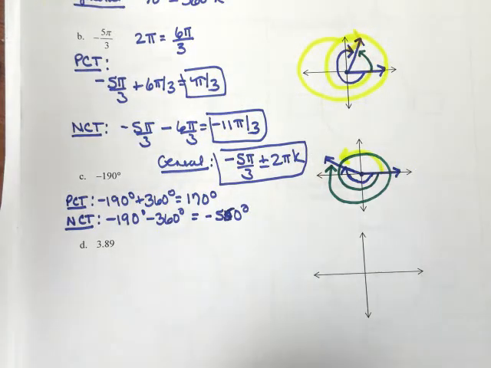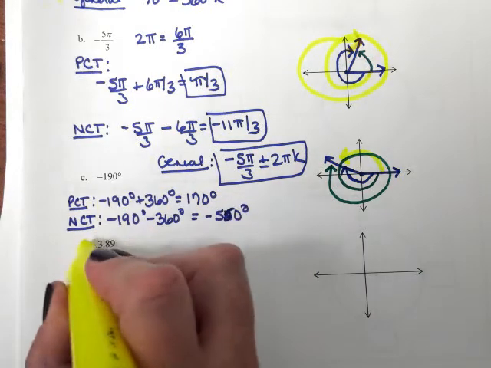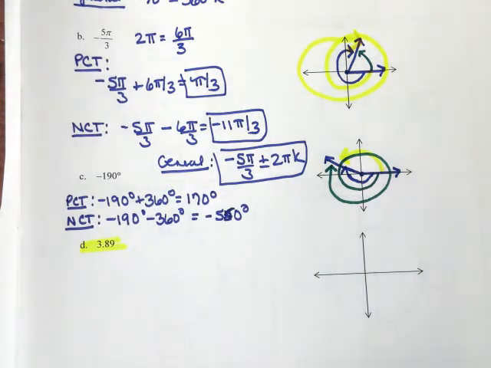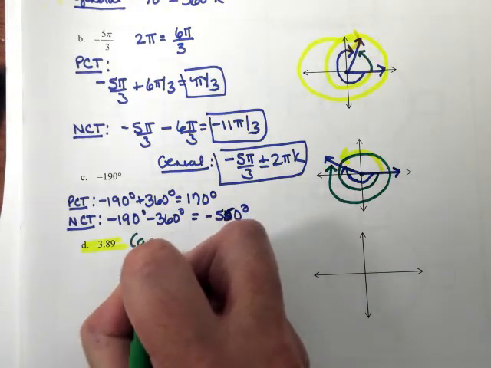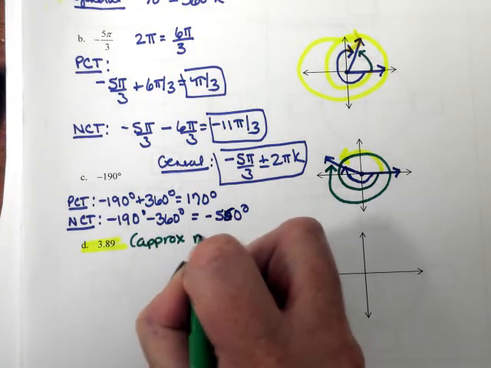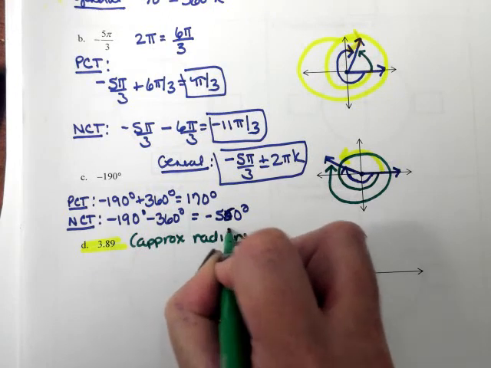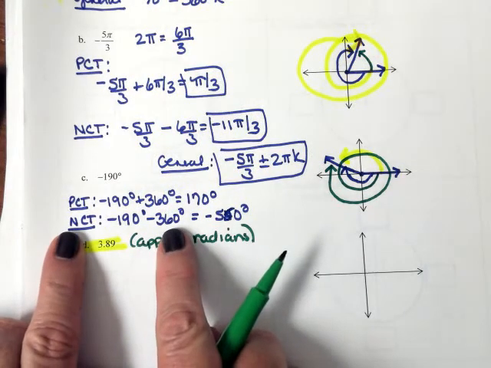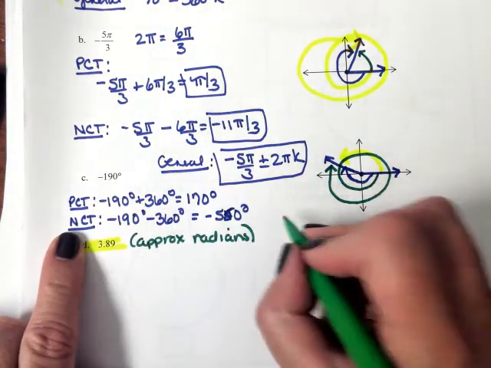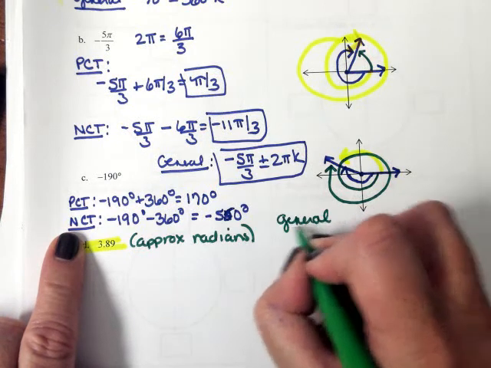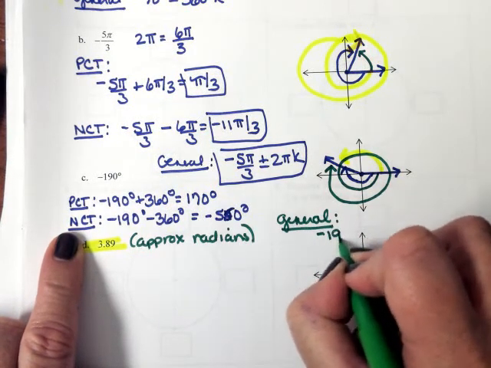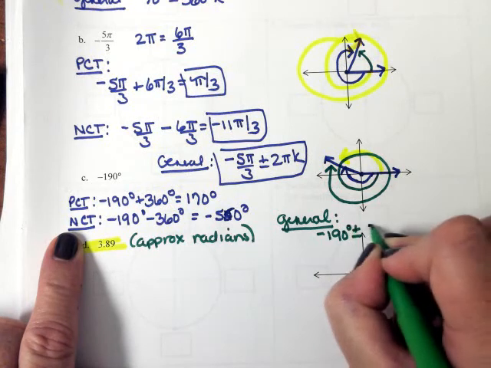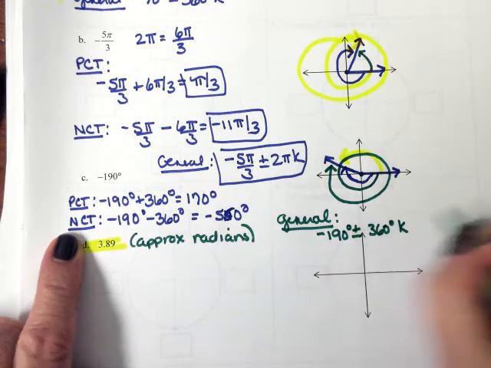Now be careful, radians can be measured as approximate or exact. There is no degree symbol here, so this is an approximate radian, meaning that they've multiplied out the pi. But you're still going to find your coterminal angles in exactly the same way. Oh, I'm sorry. My generalization for part C for negative 190 is negative 190 plus or minus 360 degrees times k.